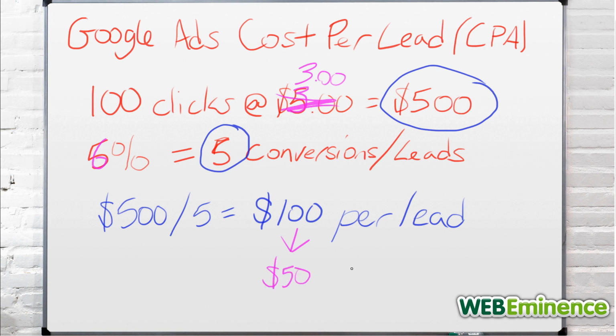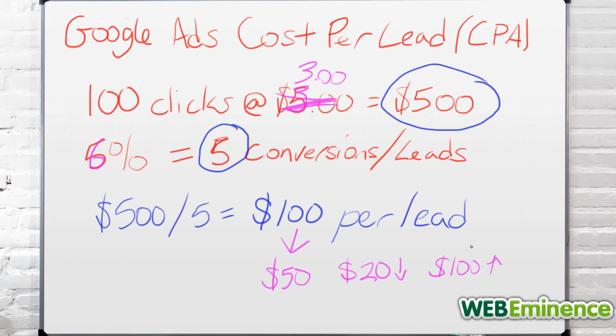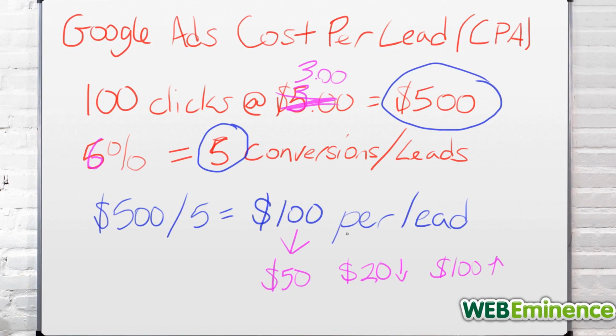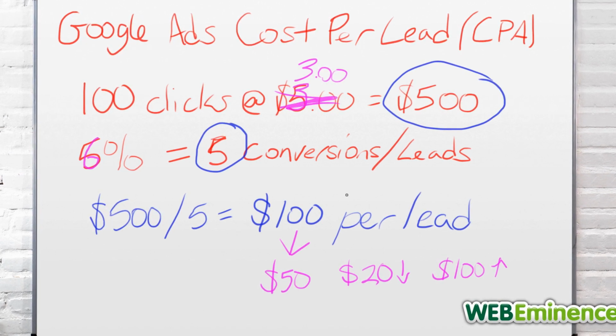I do have several who are getting leads for $20 or less in different industries, and then I have some who are paying $100 or more. And I'm actually paying $100 for leads myself in my own advertising account. So it obviously varies from client to client depending on their industry, but these are just the averages to help you understand what you can expect from Google Ads.